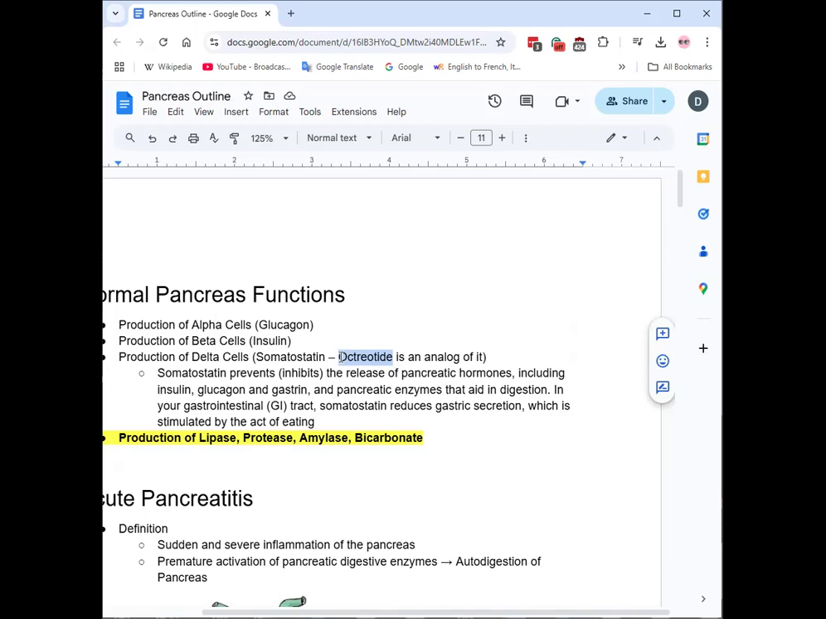Oh, okay. So in this case, it's given to inhibit pancreatic enzymes. Yeah, exactly. In this case, it's the thing that keeps these in check. They're not in check, so you give it to keep them in check. Okay. All right. Thank you.